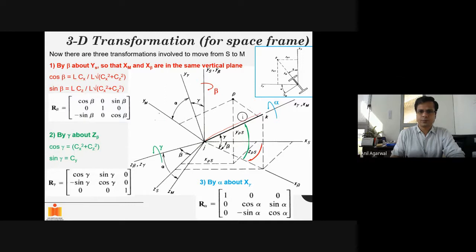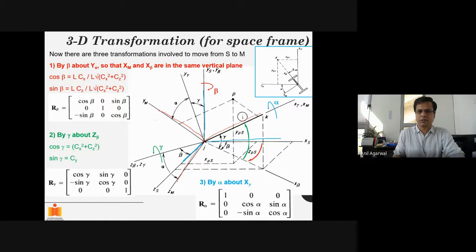xm, ym, zm. So these are the local coordinate system. The global coordinate system: xs, ys, zs. Okay, and nothing is aligned with nothing.